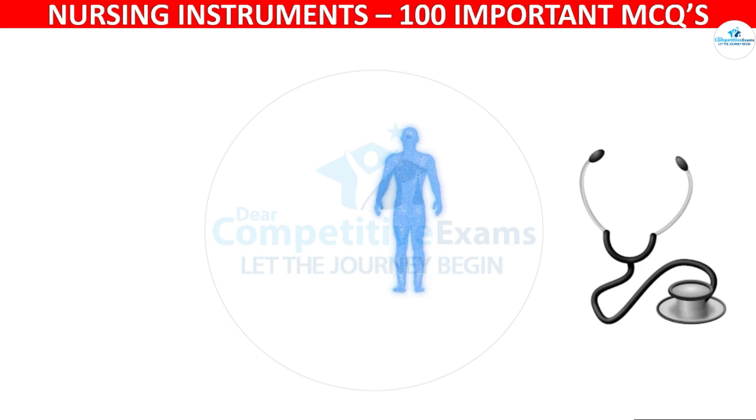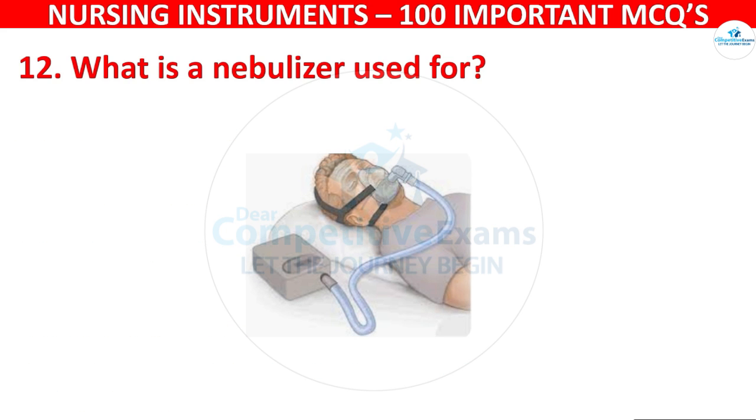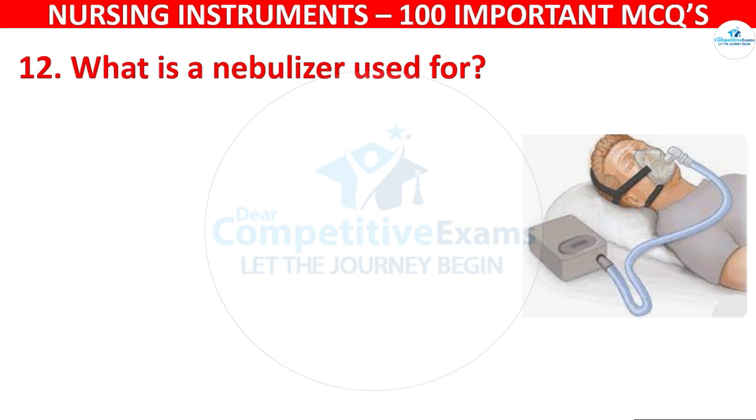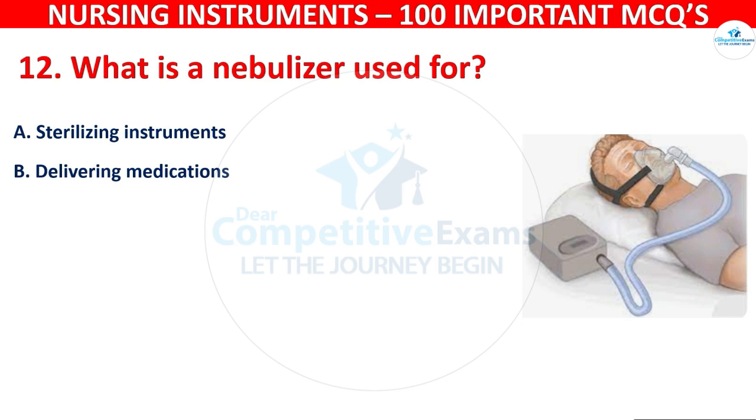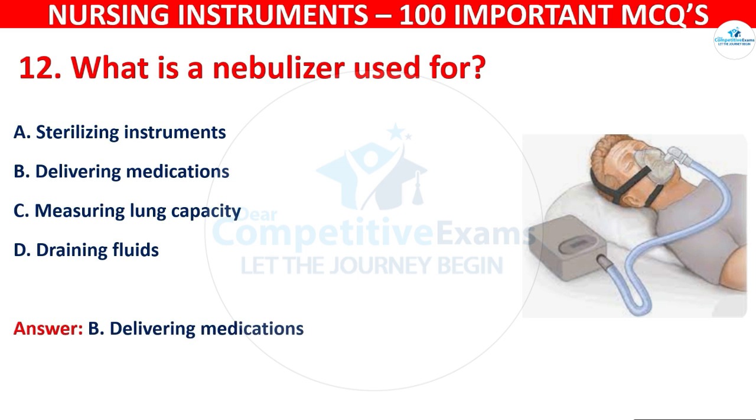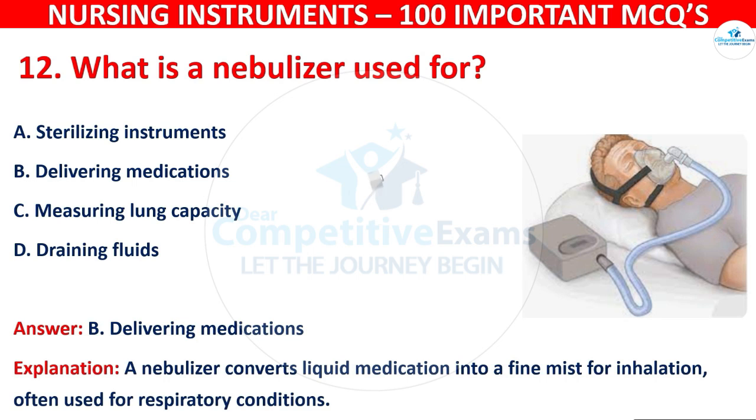Question number 12. What is a nebulizer used for? Your options are sterilizing instruments, delivering medication, measuring lung capacity, or draining fluids. The correct answer is B, that is delivering medications. A nebulizer converts liquid medication into a fine mist for inhalation, often used for respiratory conditions.